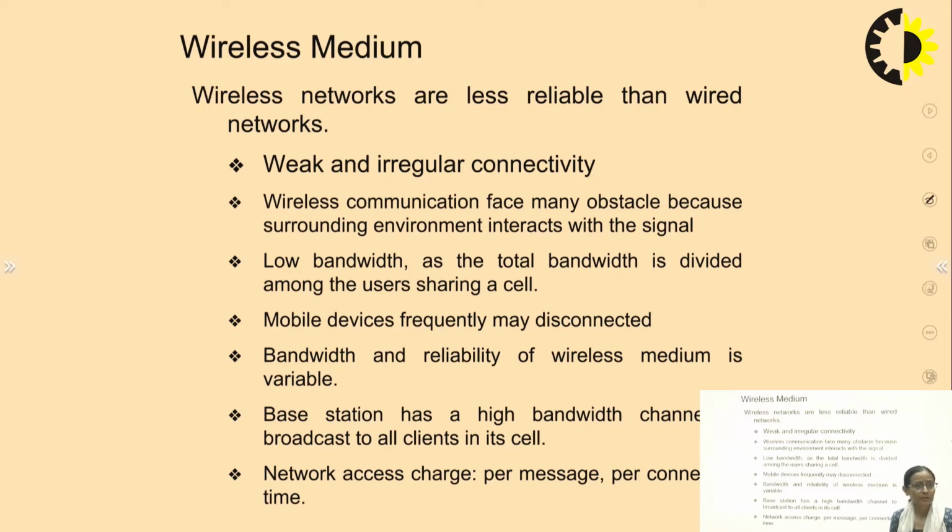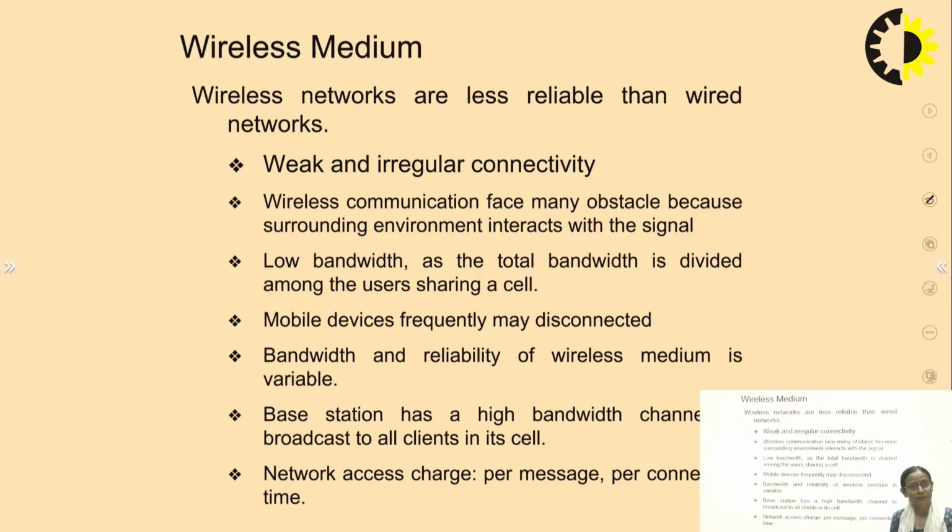Wireless communication faces many obstacles because the surrounding environment interacts with the signal, that is signal interference. This is a challenge. Low bandwidth is another important challenge, because the total bandwidth needs to be shared among the various users present in that particular cell, whether they are home users or visitors.